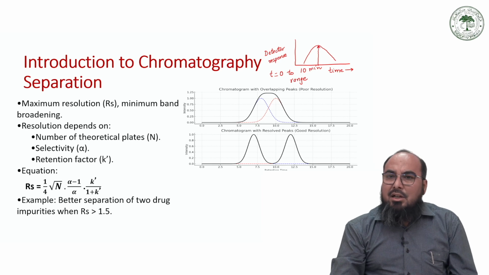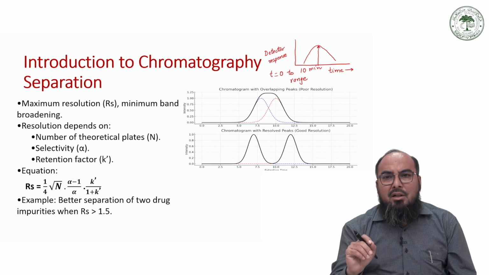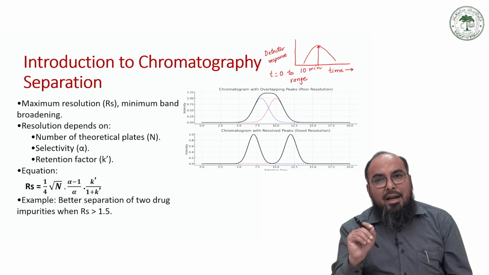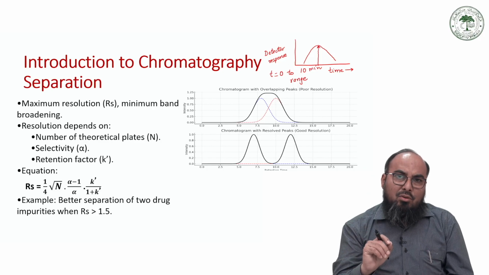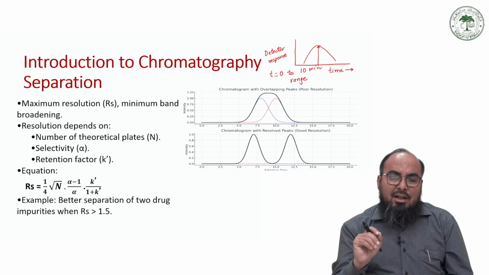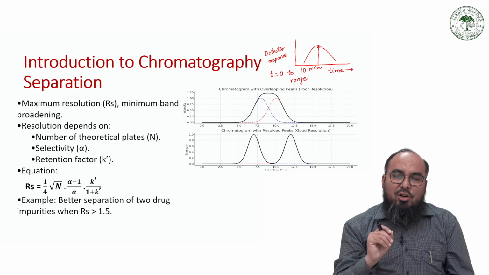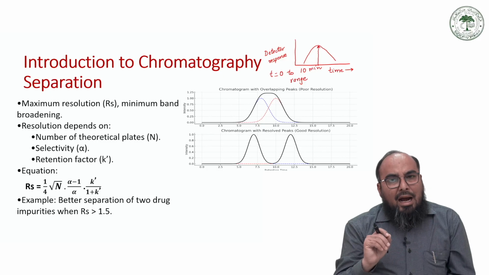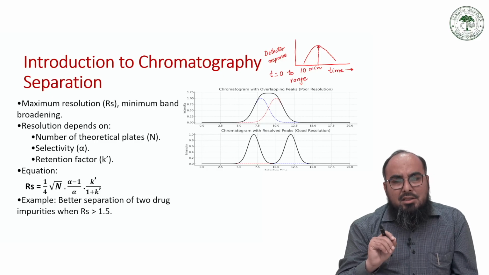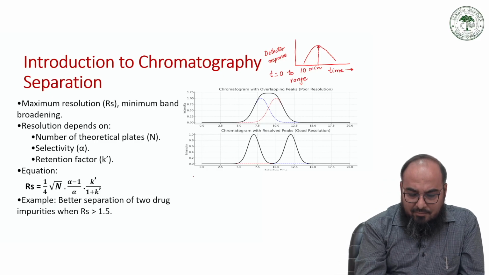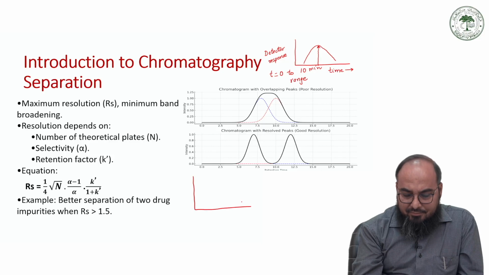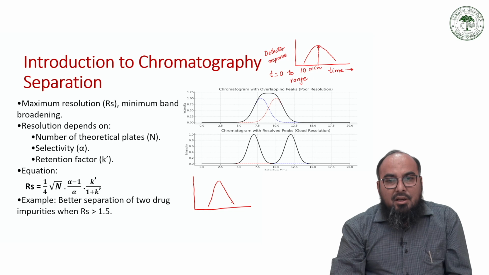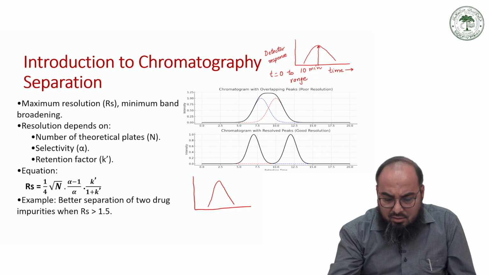Now, the shape of the curve tells you about the rate of migration, about the different velocities at which the solute particles are traveling. Ideally speaking, your curve should be like this. This curve is generally called the Gaussian curve.